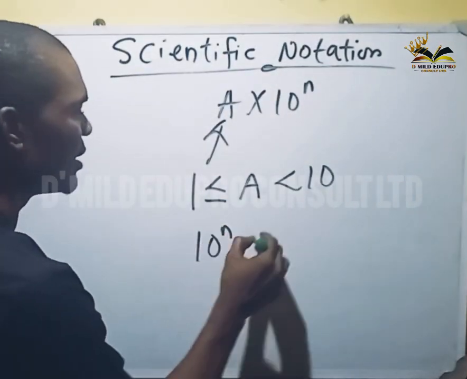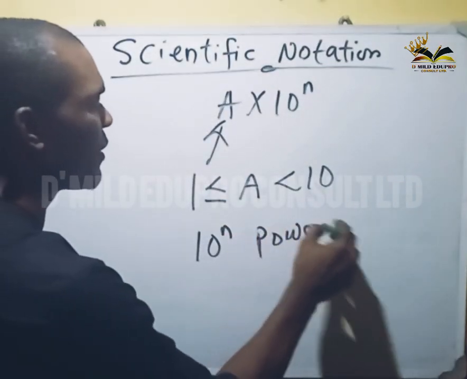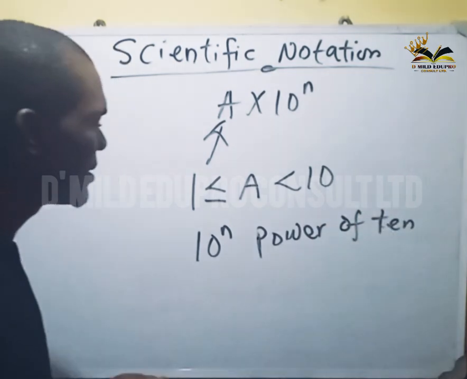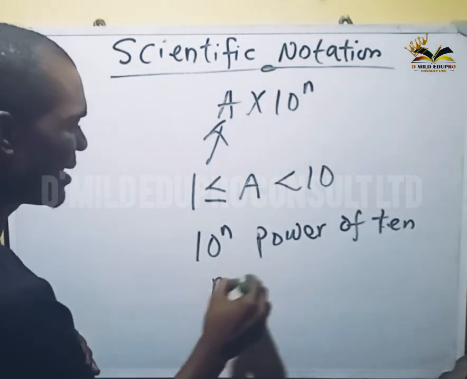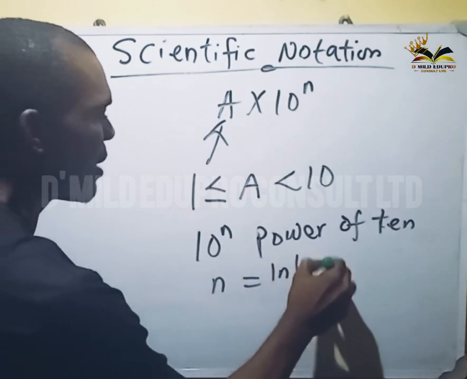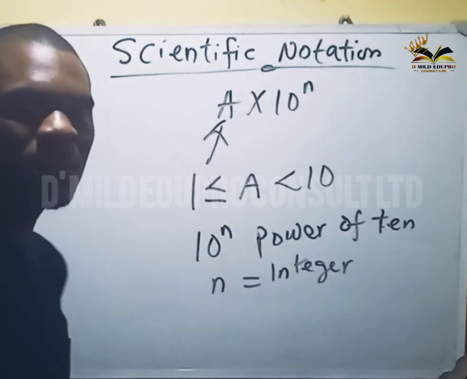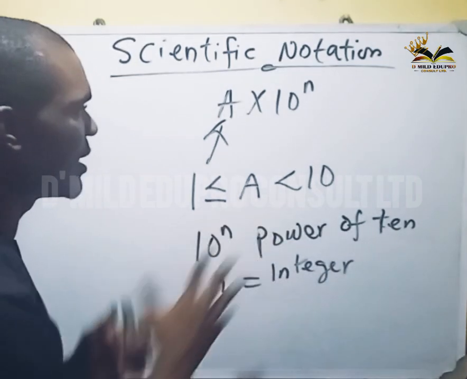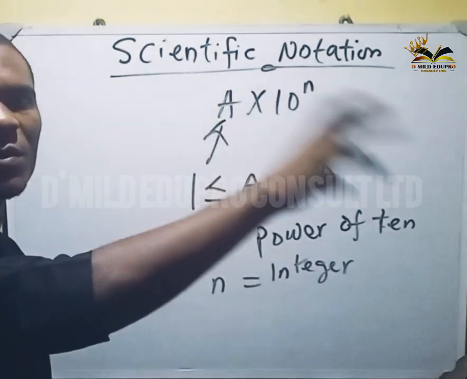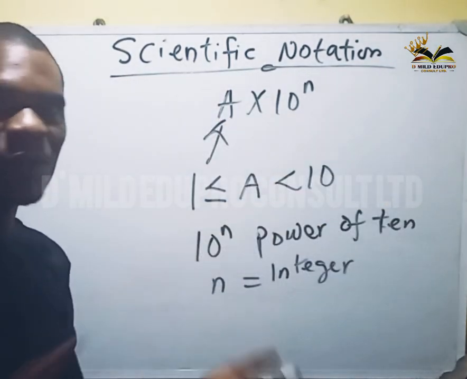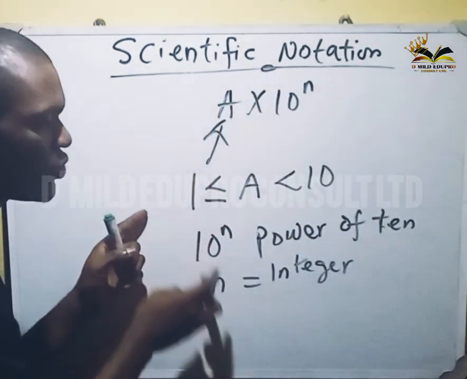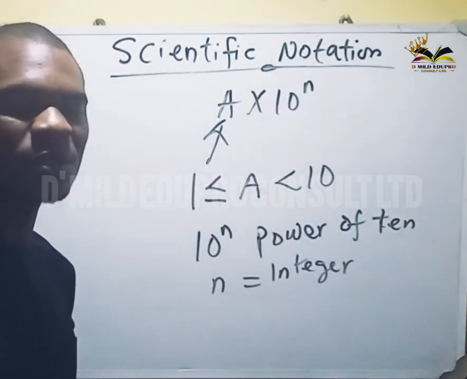Then this is what we refer to as a power of 10, where n is an integer. Remember what an integer is? Any positive or negative whole number is an integer. So whichever large number you are giving or whichever small number you are giving, you have to write it into this form and take this rule into consideration. Is that okay?